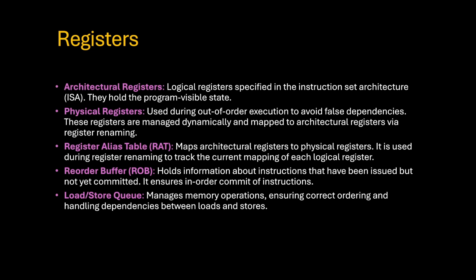The register alias table maps architectural registers to physical registers. It is used during register renaming to track the current mapping of each logical register. The reorder buffer holds information about instructions that have been issued but not yet committed. It ensures in-order commit of instructions. The load store queue manages memory operations, ensuring correct ordering and handling dependencies between loads and stores.